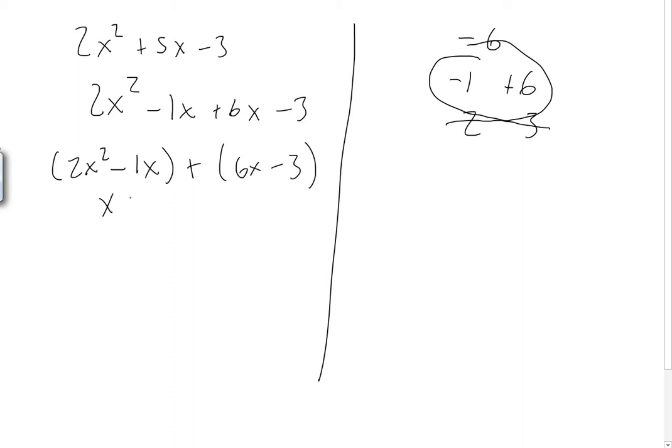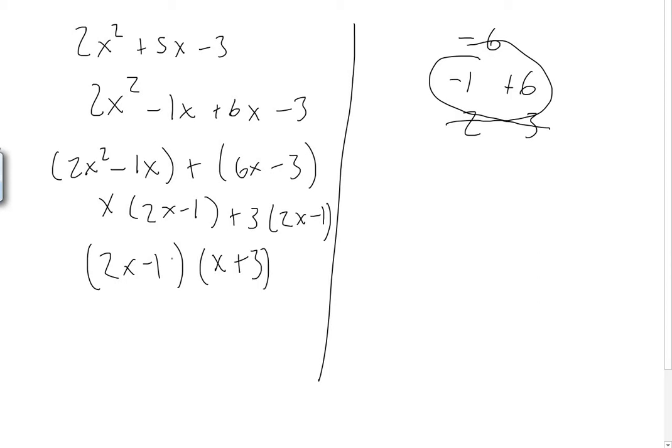I can take an x out of the first two. That leaves me with 2x minus 1. I can take a 3 out of the second two, and that also leaves me with 2x minus 1. So that the factors match, that's great. That's my checkpoint. I know I'm doing things correctly. And this is factorable. I pull the 2x minus 1 out, and I'm left with x plus 3.